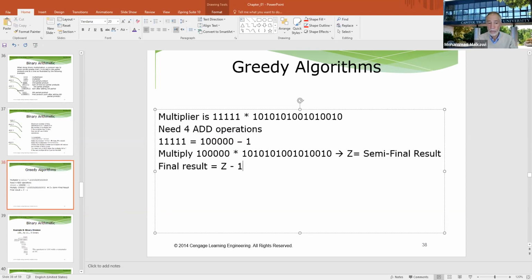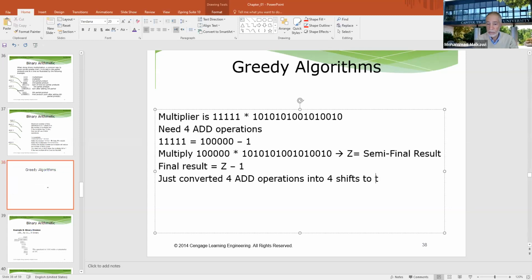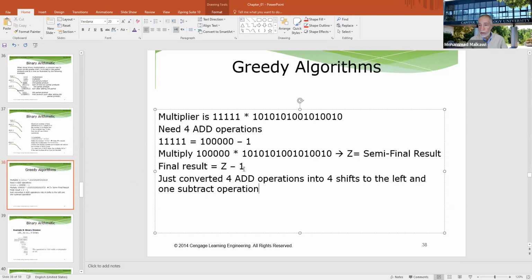So I just converted the 4 add operations into 4 shifts to the left and 1 subtract. And the subtract, of course, is an add. So it's actually 4 shifts and an add. That's how I would call them the greedy algorithms in digital logic.